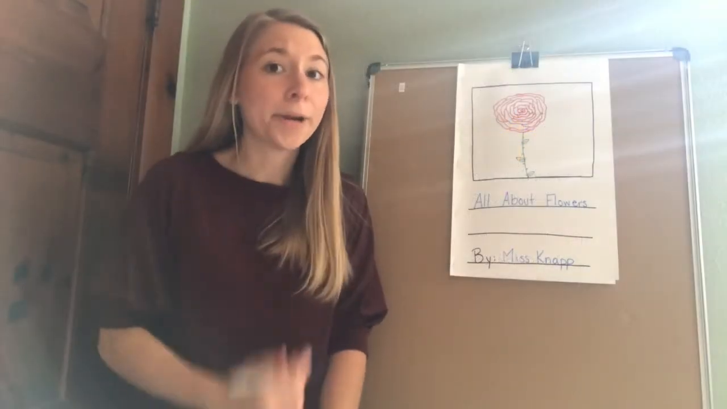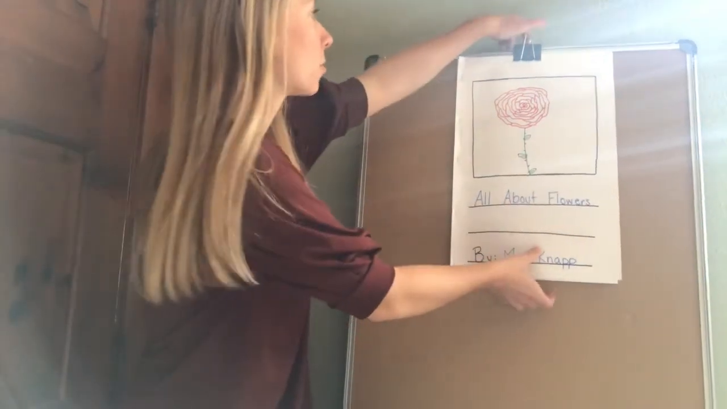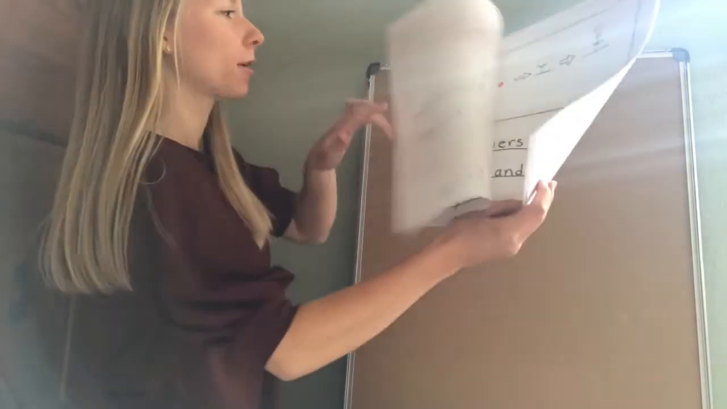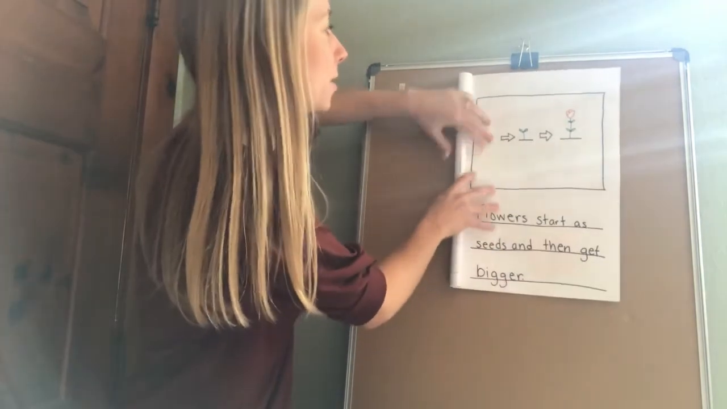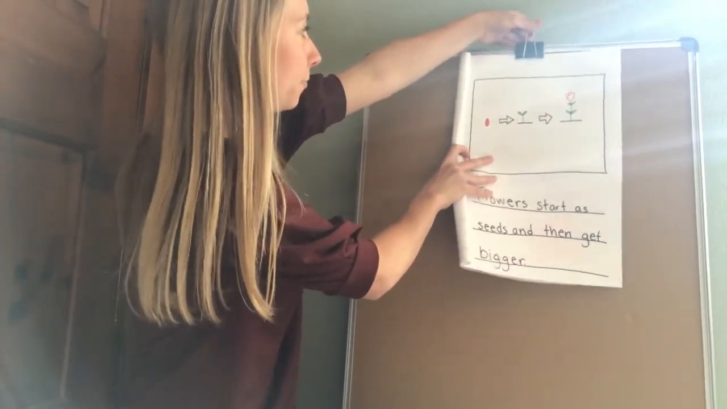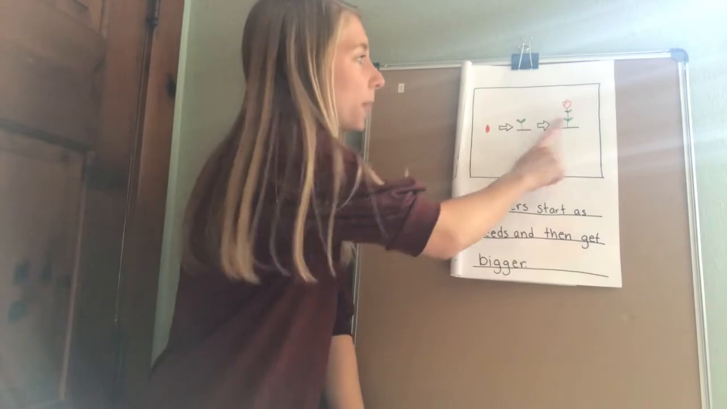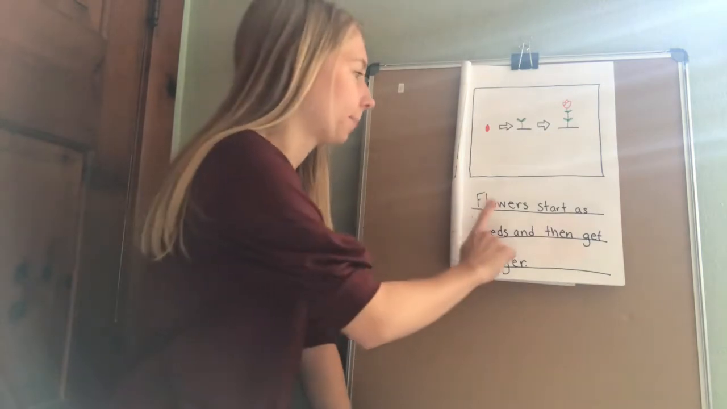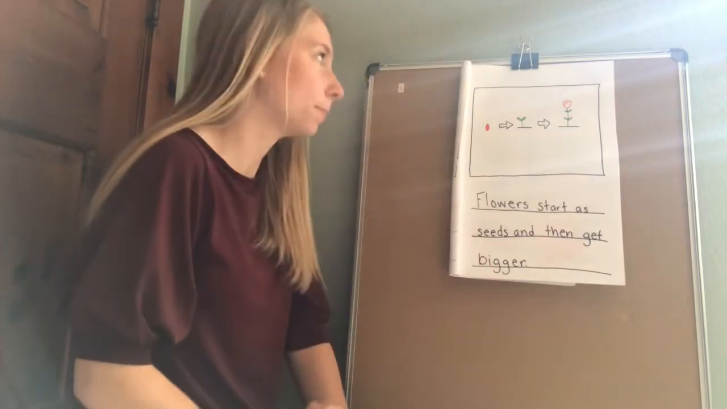All right, now I know what a heading is, so I can add it to my book. So in my title page, I don't think I want to add a heading there because I already have my title. So I'm going to flip open my book, and let's look at the first page. Maybe there's a heading that I want to add on this to give readers information about what's going to be on this page. Let's look. I see my picture, and I see there's a seed, and then a little sprout, and then there's my big flower. I'm going to read it too to see if I need a heading. Flowers start as seeds and then get bigger.